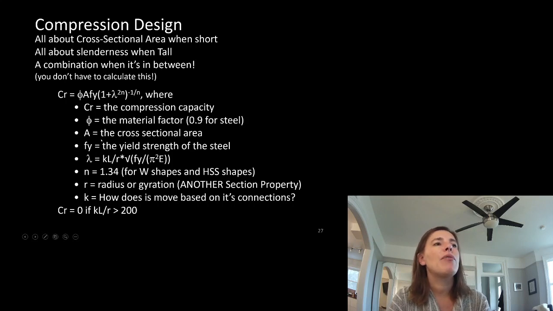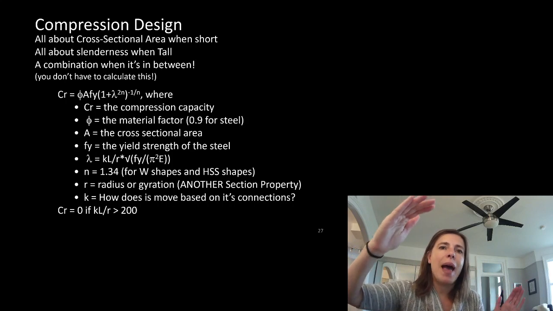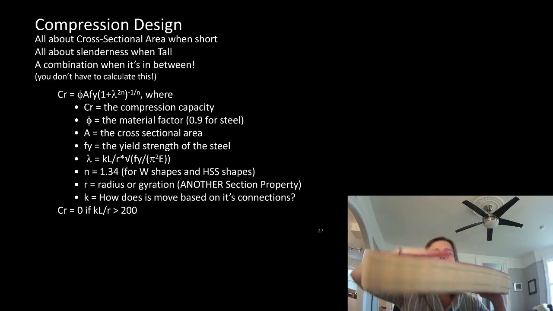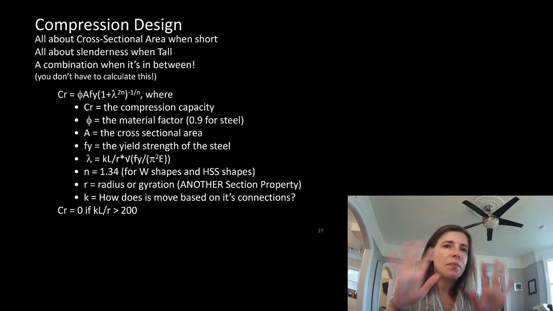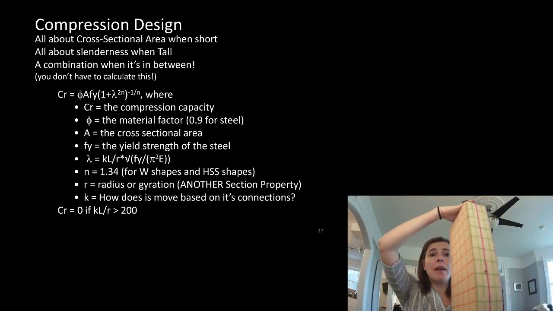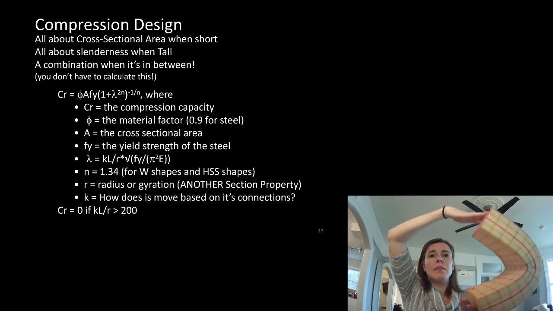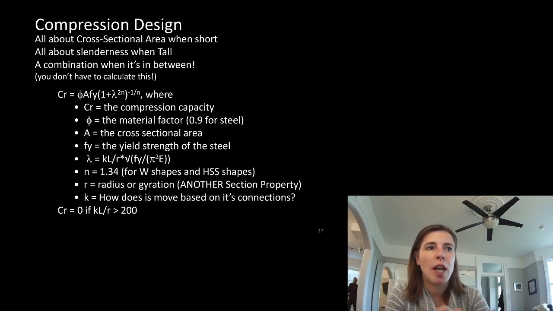Now, what are all of these other factors? N, don't worry about it. R, it's just another section property. It's basically how far out the extreme edges are, and we're not talking about the extreme fibers away from the neutral axes, but the extreme ones away from the centroid. You don't need to worry about it. K is how the top and bottom are connected. So most of the time, it's very simple. K is 1, meaning our tendency to buckle is all about its length divided by some other shape property.